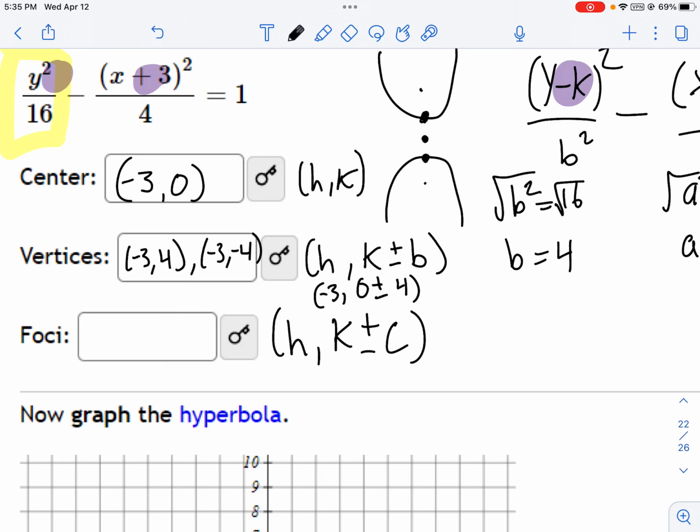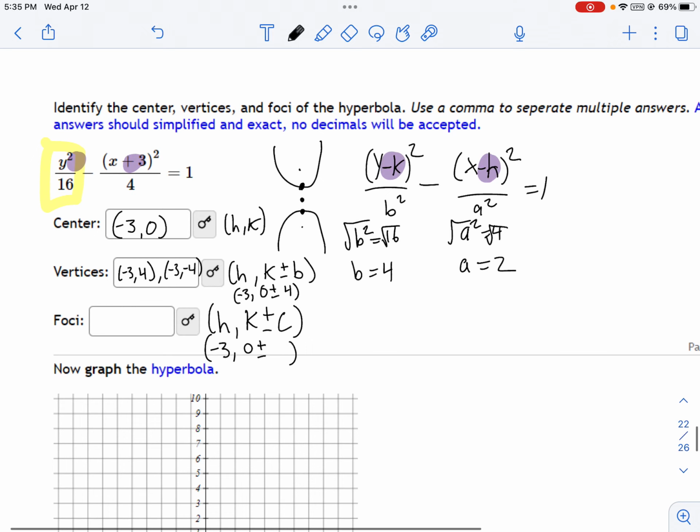Okay, your foci are really similar. It's negative 3 comma and then 0 plus or minus c. Now where that c comes from is what we call the Pythagorean relationship for hyperbolas, which is a squared plus b squared equals c squared.